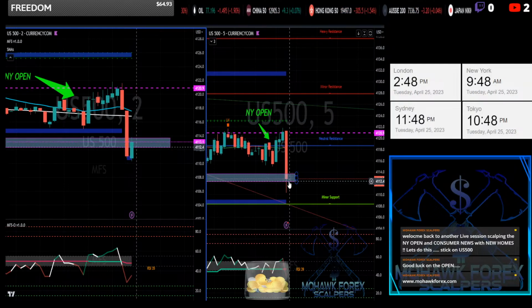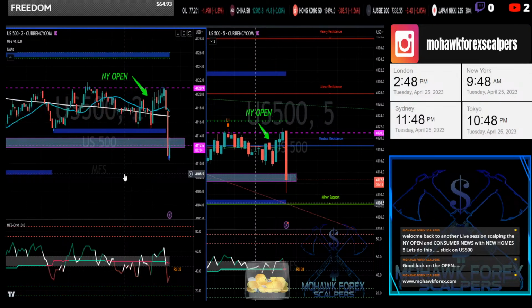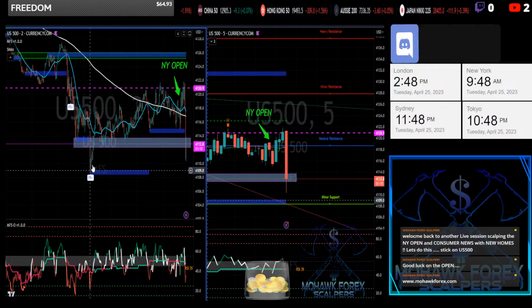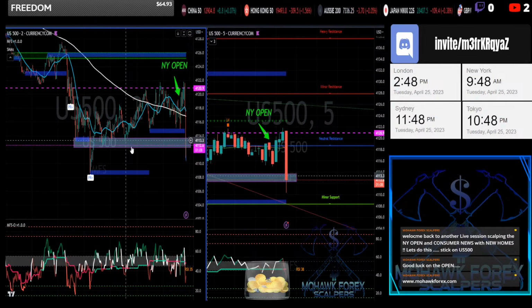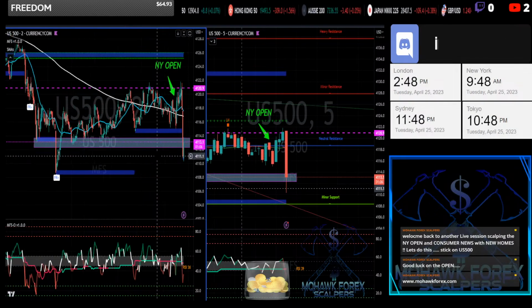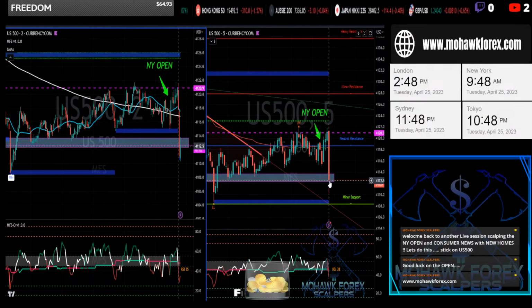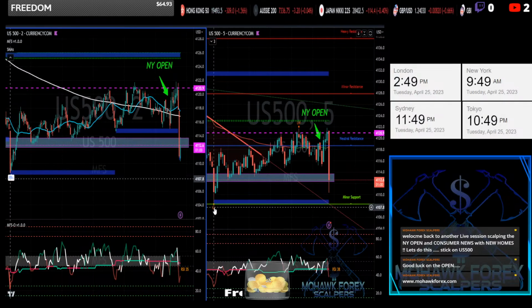Rejected out of the zone. And why did we draw that zone? Because of here. Again, retested, false break. 2, 3, 4 times again out of that zone. There you go, look. Your lower low.